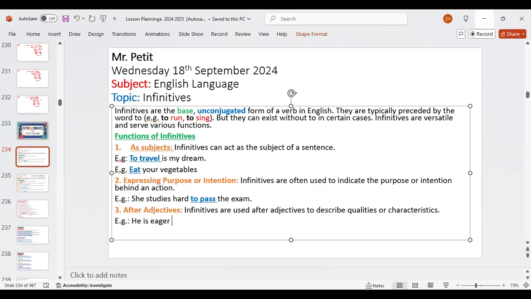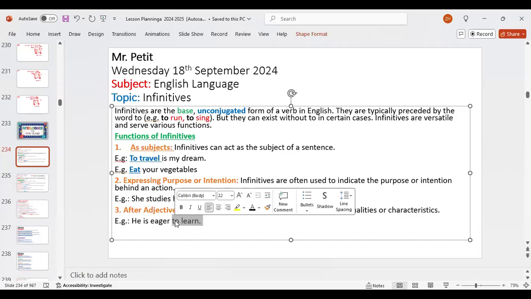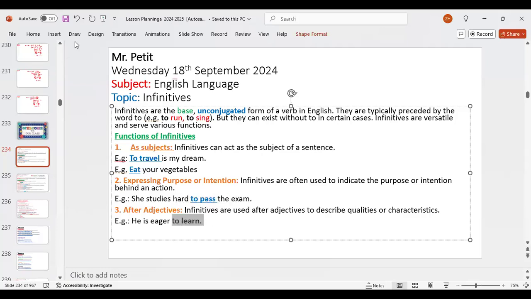Excuse me, Mr. Petit. He's eager to get home and play games all day. No. You realize that you used the infinitive in the sentence. It says "to describe." Ah, that's true. That's a good one. He is eager to learn. Oh no, we could use he is eager to make the basketball team. To make, yes, to make the basketball team.